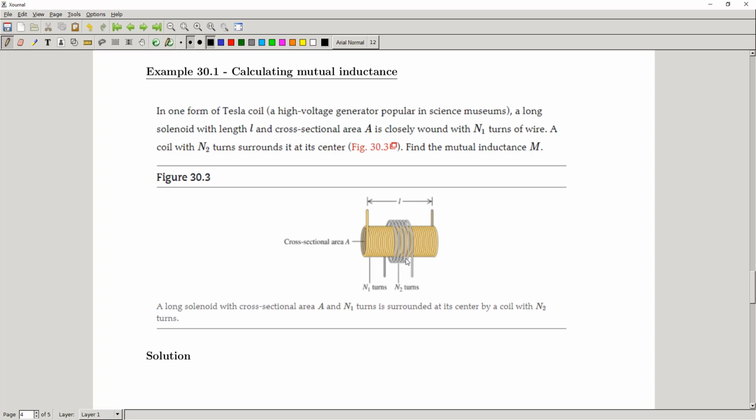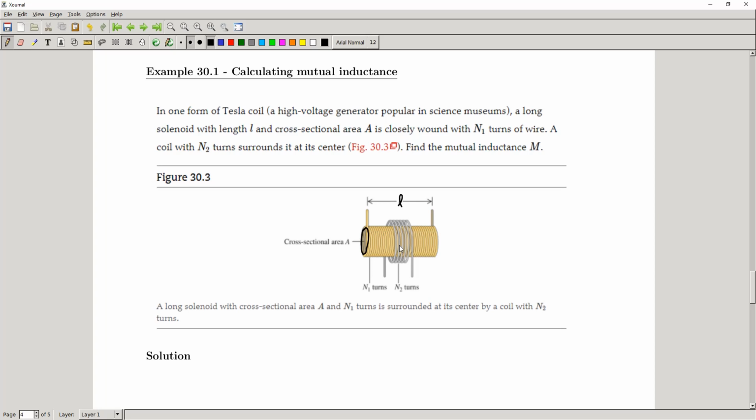Okay, so the setup that we're talking about here is a long solenoid with length L. We can see it here. This is our long solenoid with length L, and a cross-sectional area A. So this is our cross-sectional area here, and it's closely wound with N1 turns, right? So there's N1 turns in the golden-looking coil here, and we have a second coil with N2 turns. We can see it made out of the silver wire here.